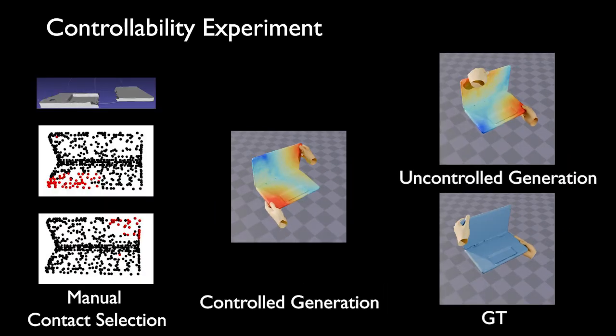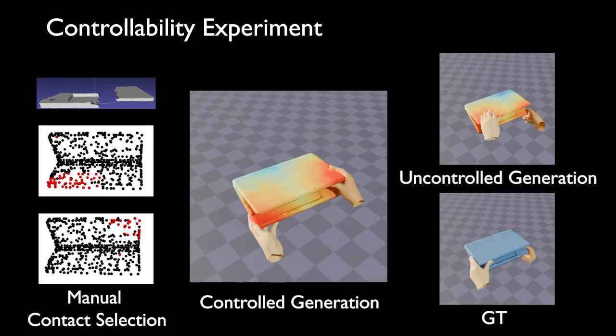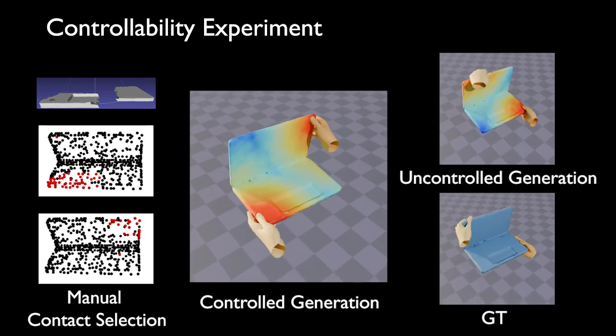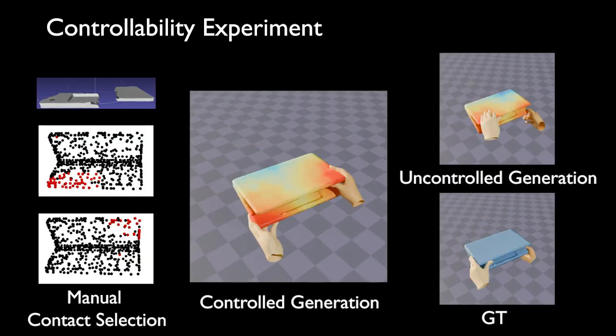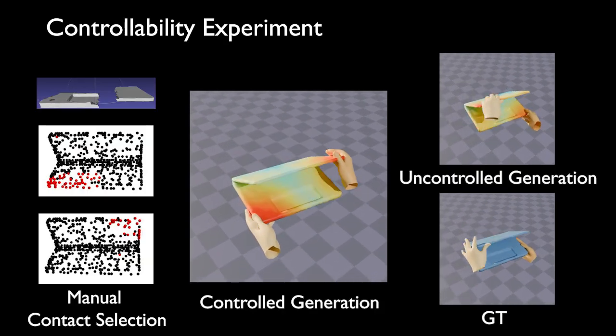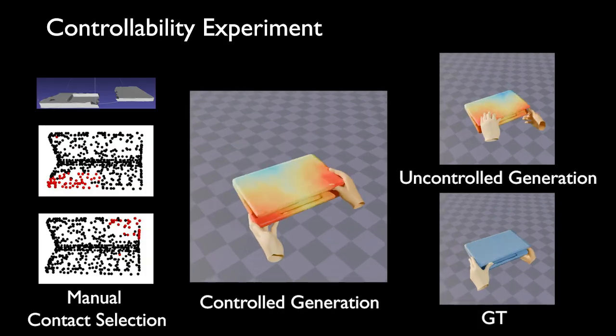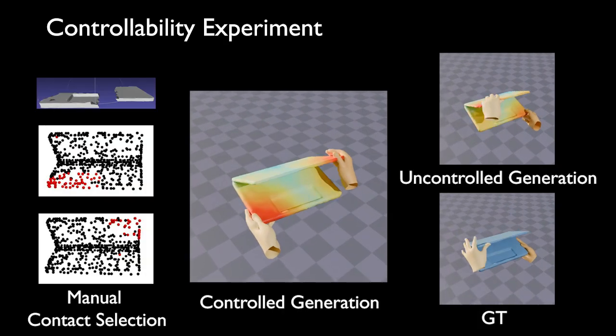Our method also allows controllable generation. We manually specify contact regions using MeshLab and incorporate the binary masks using the in-painting technique during denoising. Our controlled result follows the specified contact regions. It differs from the uncontrolled generation and the ground truth corresponding to the same object motion.